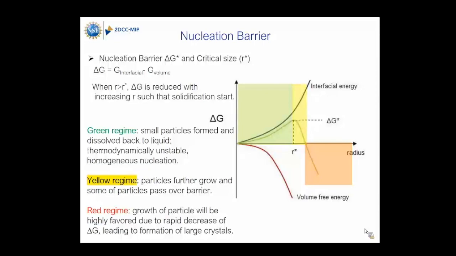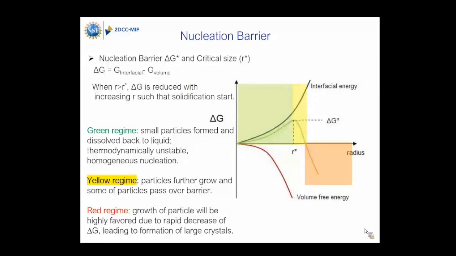And then when you further decrease temperature, in some cases you can enter the yellow region, and in other cases you cannot. In the yellow region, the particle has already overcome this barrier, delta G. When the particle overcomes that, it can grow further and further. And if you further decrease the temperature, they can enter the red zone.